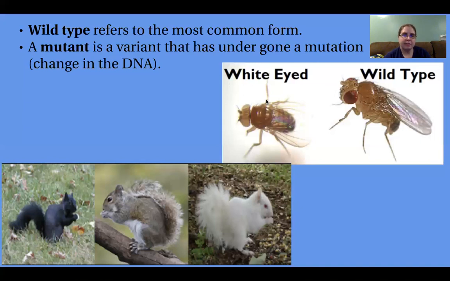A mutant is a variant that has undergone a mutation. Remember, a mutation is simply a change in the DNA. Now, not all mutations have to occur at that given time. For instance, blue eyes are considered a mutation. They're a variant that occurred, a change in the DNA that occurred at some point.